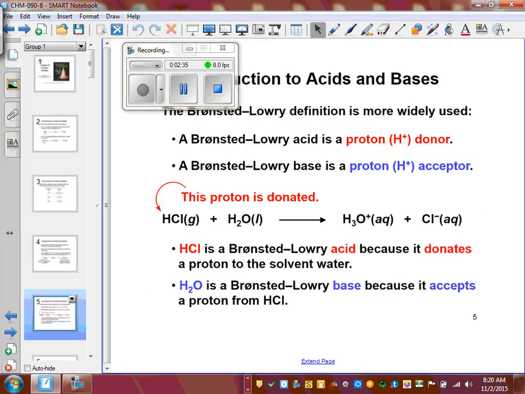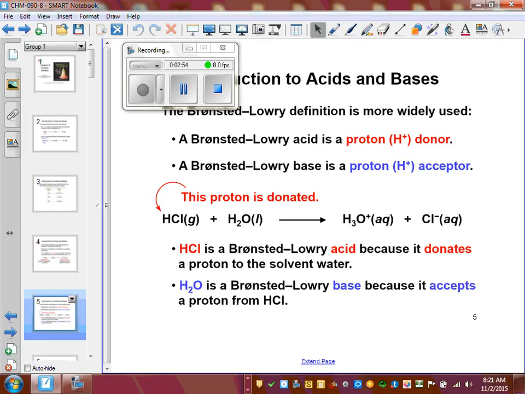A different definition, more widely used, is the Bronsted-Lowry definition. A Bronsted-Lowry acid is a proton donor, donates H+. A Bronsted-Lowry base is a proton acceptor, takes H+.